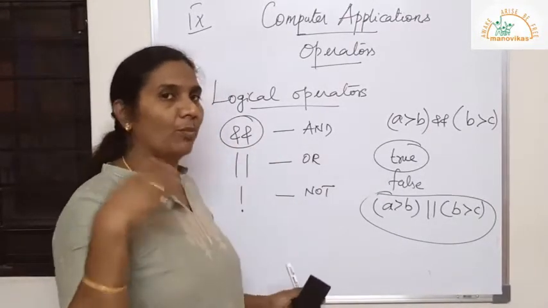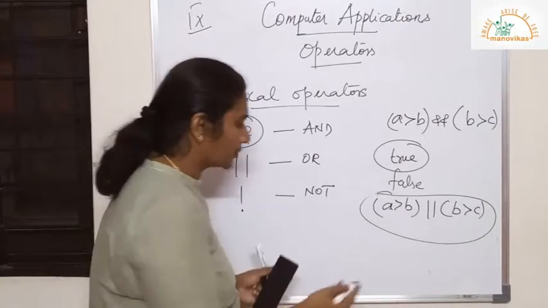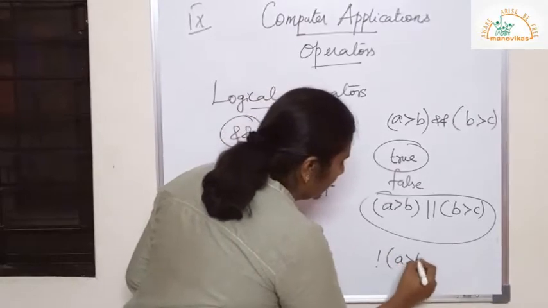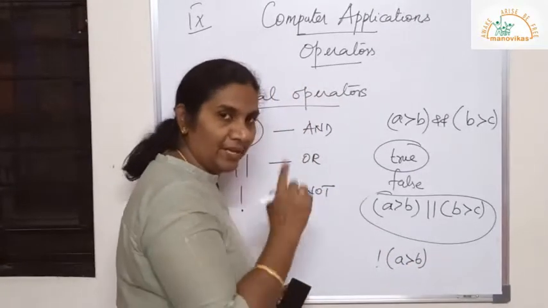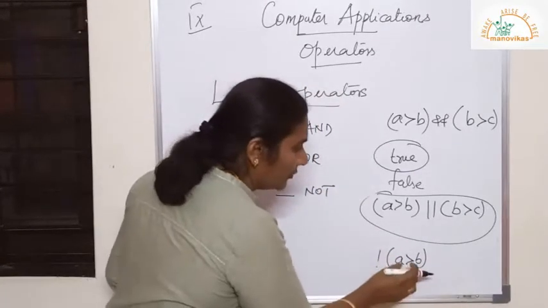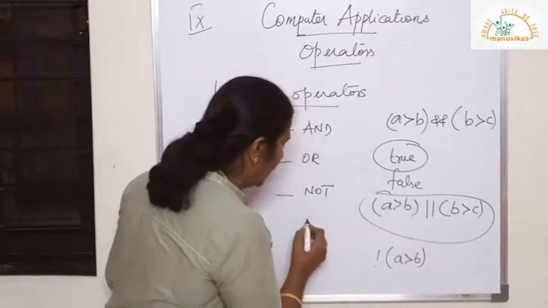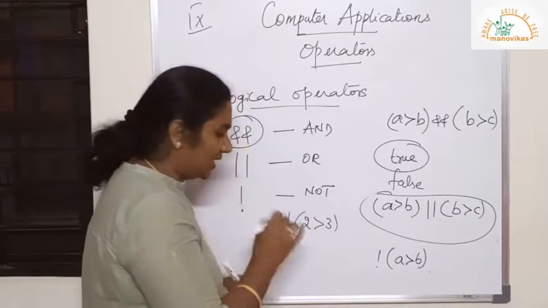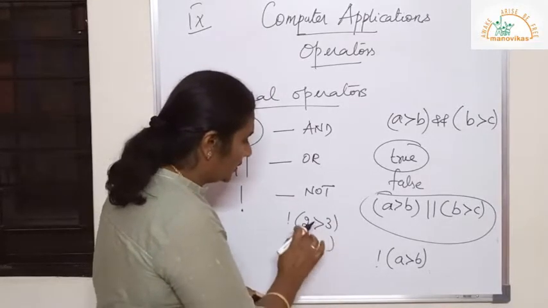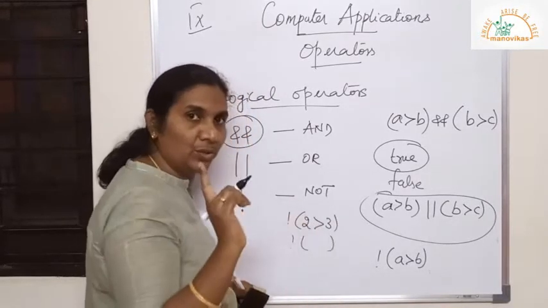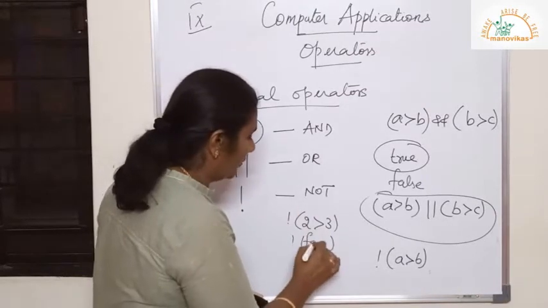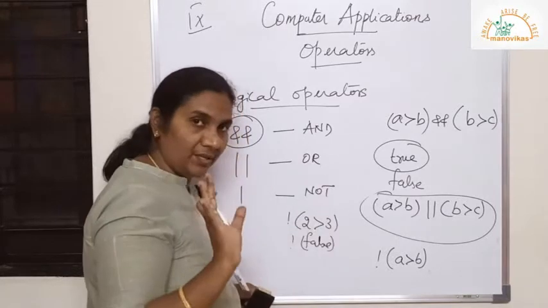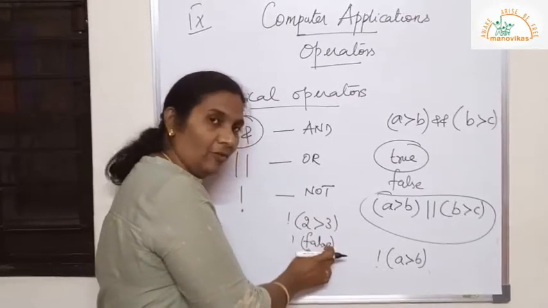Now the next is NOT. NOT means it's the opposite of what you write. For example, if you write not A greater than B, suppose you have 2 and 3 here. It first checks whether 2 is greater than 3. Is it true? No, it is false, right? When it is evaluated, 2 is not greater than 3. So your result will be false.